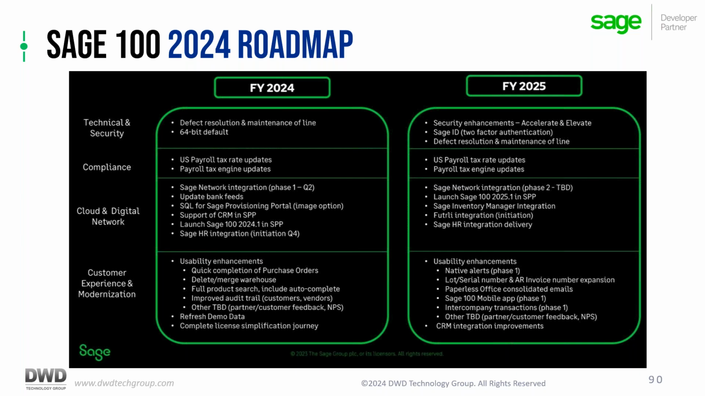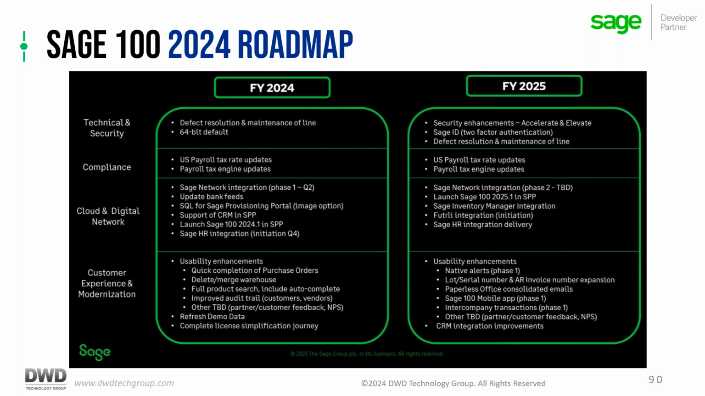And then it talked about usability enhancements, delete merge warehouse, done. Full product search we haven't seen quite yet, right? It wasn't in our thing, but supposedly still this year, right? We got service packs and things that come out. Improved audit trail, totally got it. I laughed at the refresh demo data when I read that one. I was like, yeah, some of those could be refreshed.